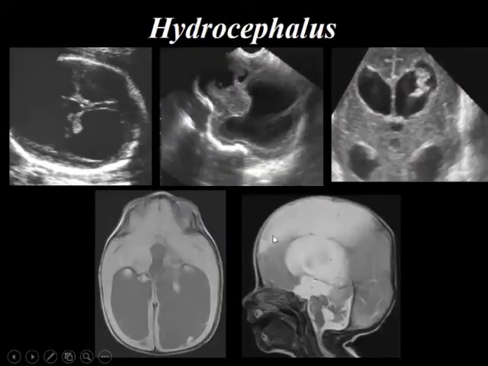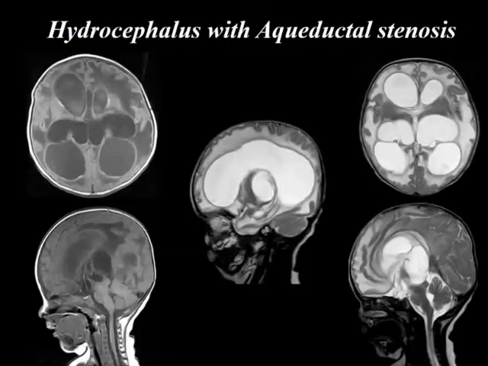Now, this is a child again with hydrocephalus. You can see dilated. This is more of colpocephaly, where you have dilatation of the occipital horns of the lateral ventricles. Now, let's look at a case of aqueductal stenosis. I'll just go back on one sagittal image again.